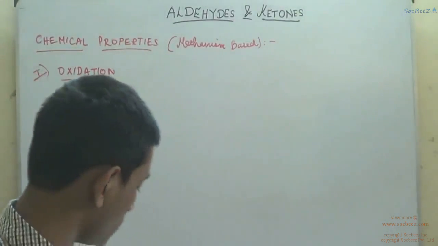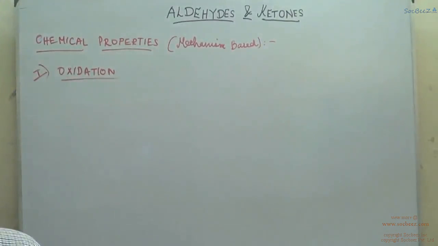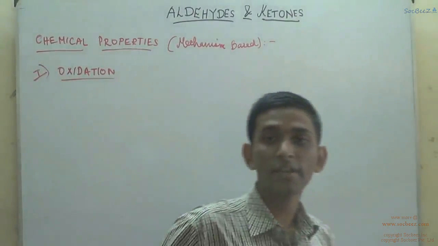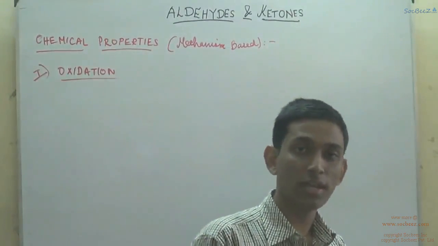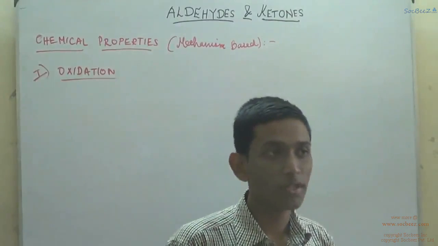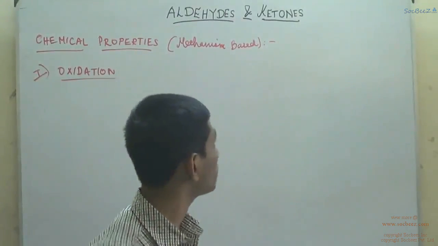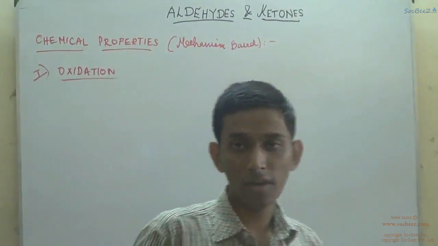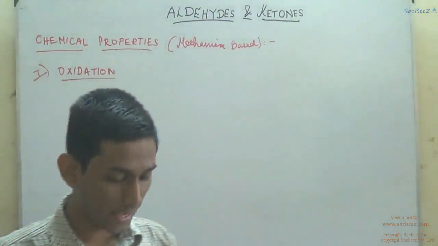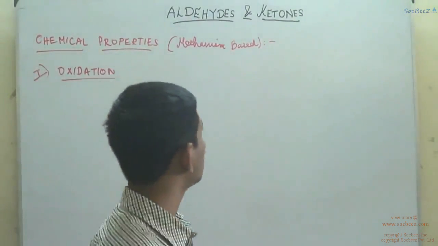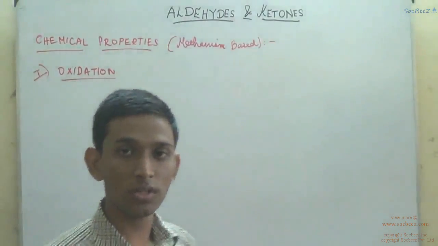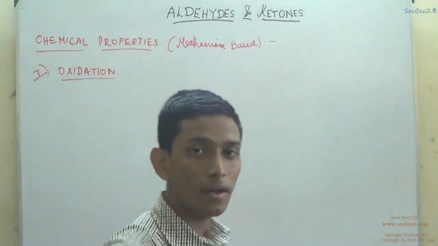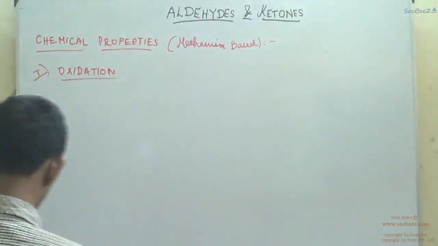Next, remember, Tollens reagent can give a positive test with alpha hydroxy ketones like fructose. Therefore, fructose also gives the test with Tollens reagent. Alpha hydroxy ketones, terminal alkynes and formic acid will also give the Tollens test apart from general aldehydes.